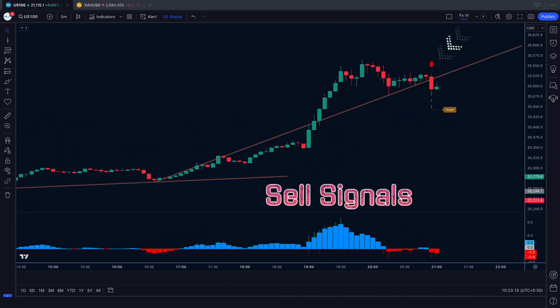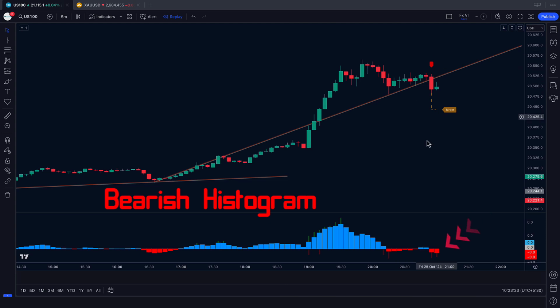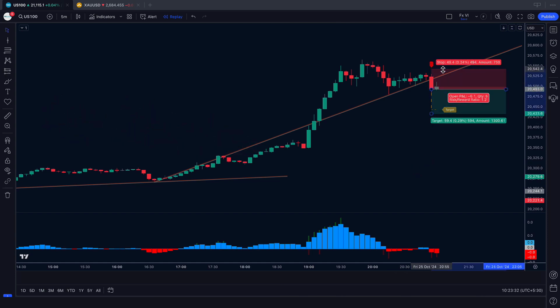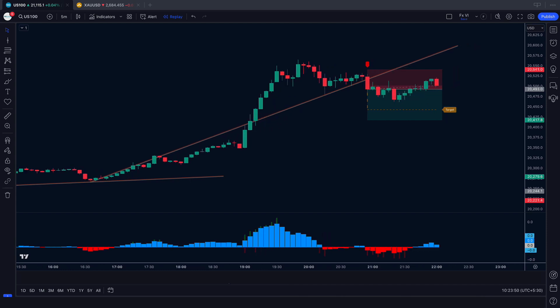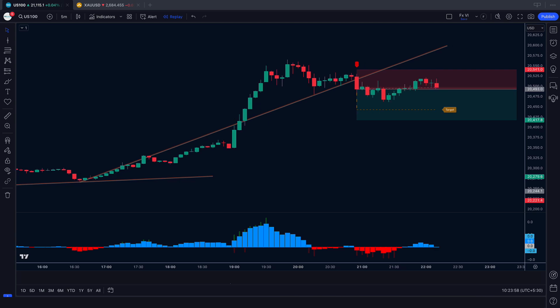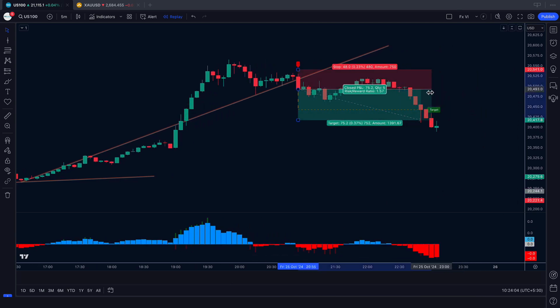The Trendline Breakouts indicator has given us sell signals. The market has made a bearish candle to give confirmation, and the column bars of the TB Trend Oscillator indicator show a bearish histogram. All these conditions are met, so we will place a sell order. Our stop loss will be placed at the current market's higher level, and the risk to reward ratio will be 1 to 1.5. The market has completely hit the target. Now we will find other trades.